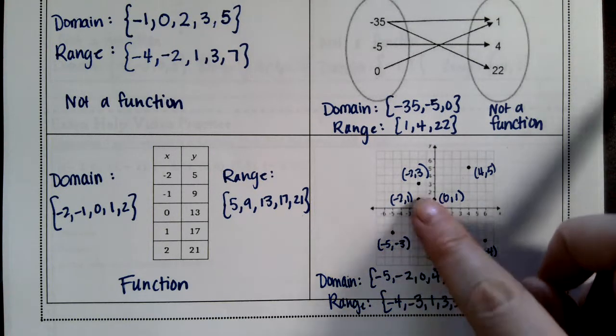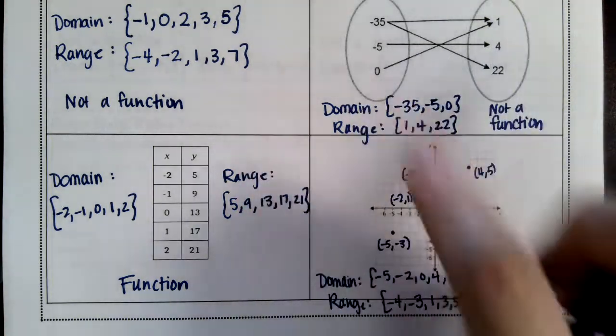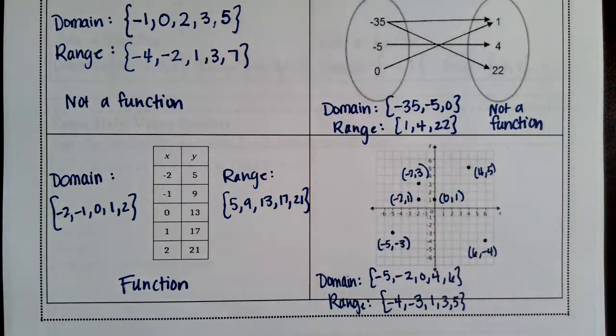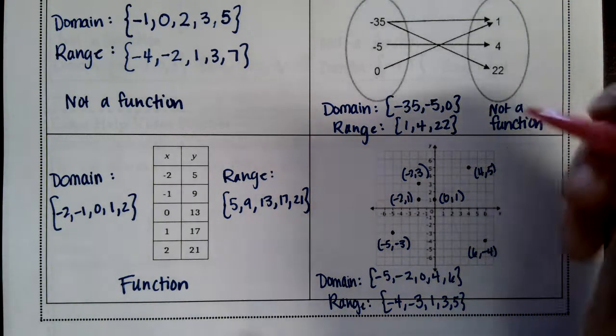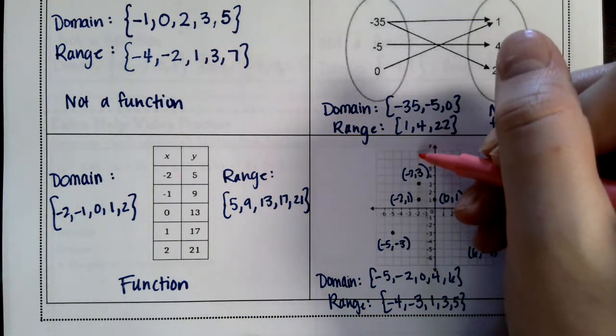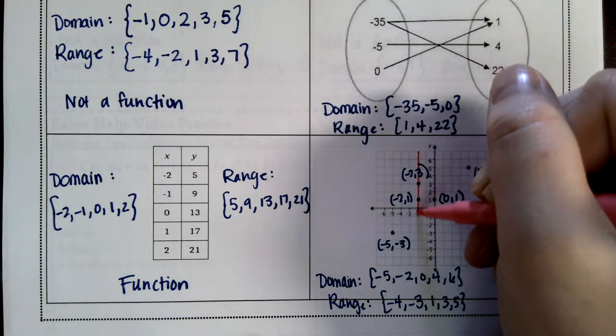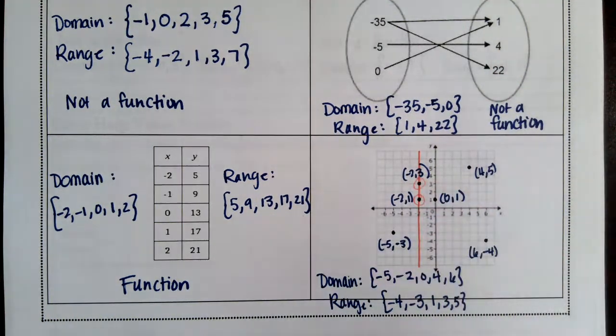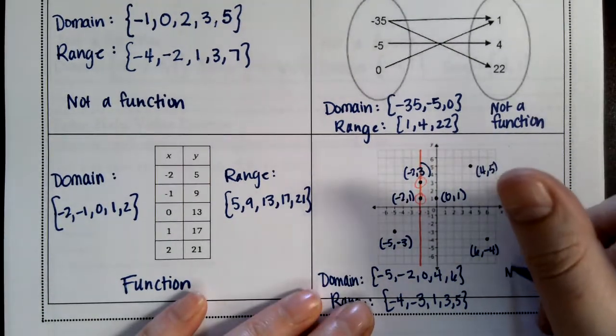You can look at the points and figure it out the same way we did these, but you can also look to see if it passes what we call the vertical line test. If you can draw a vertical line and touch more than one point, it is not a function. And you can see here, my vertical line touches both of these points, so that means it is not a function.